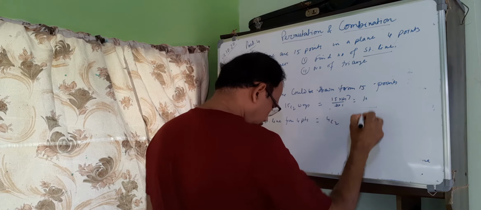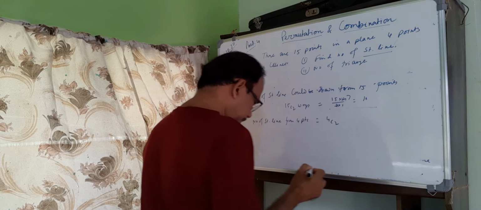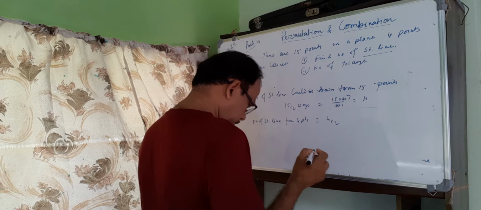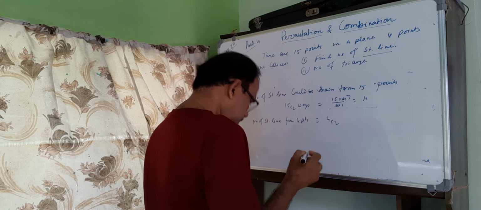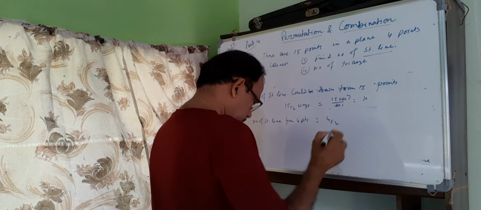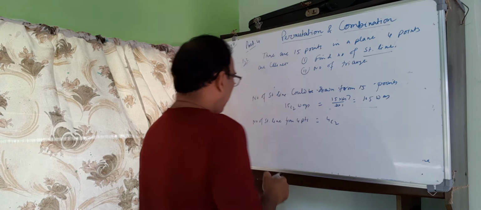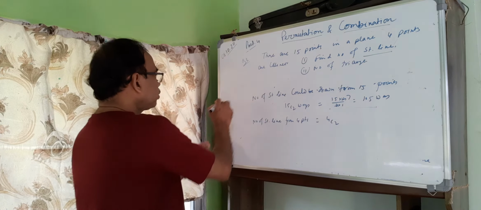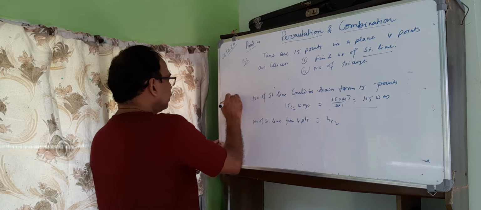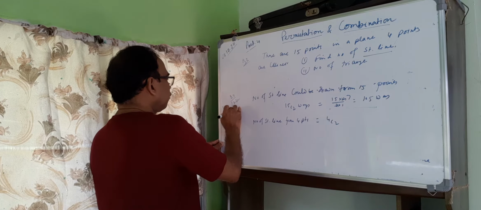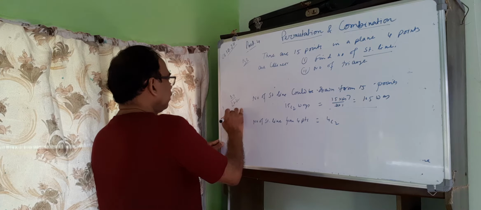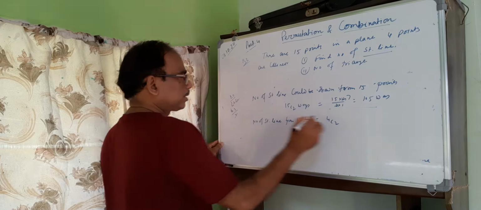That is 105. The number of straight lines is 15C2. That is 105. And for 4 points, 4C2 means factorial 4 by factorial 2 into factorial 2, which is 4 into 3 by 2. That is 6 ways.